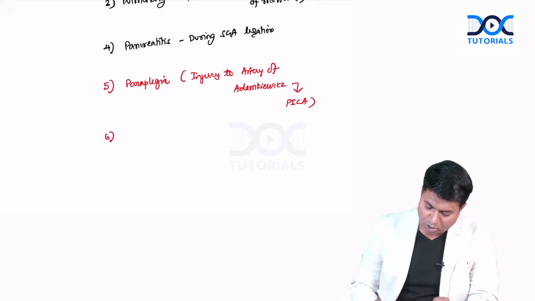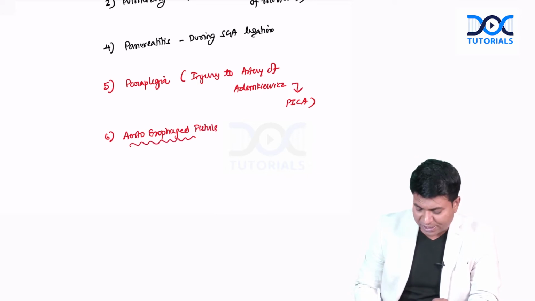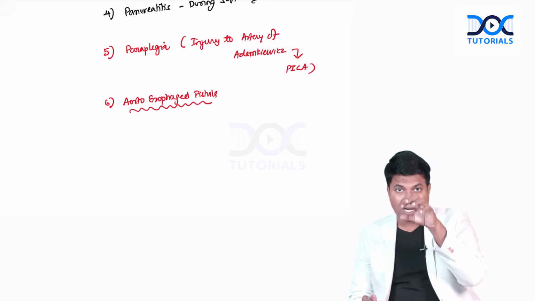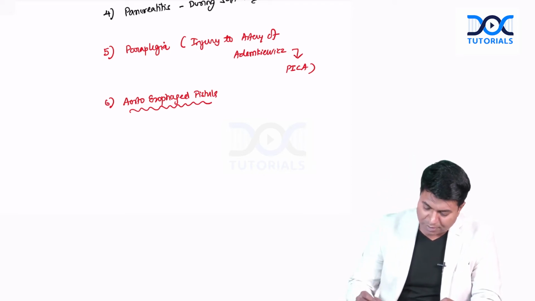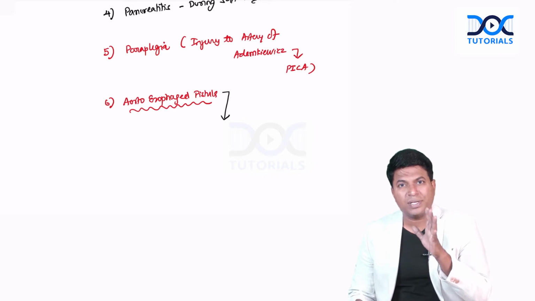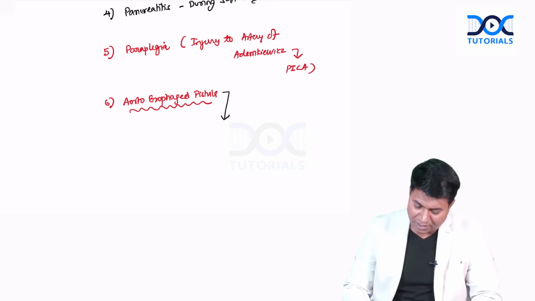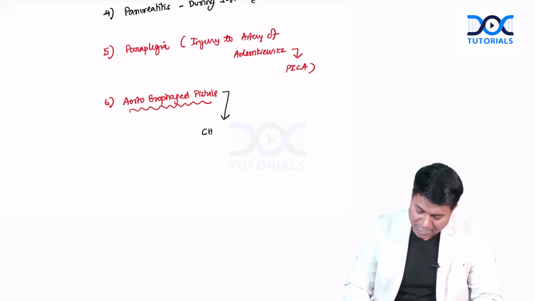Another interesting complication is aortoesophageal fistula. Actually, this is more common with aortic aneurysm repair than with esophageal surgery. But please don't forget aortoesophageal fistula. It will present with a triad known as Chiari triad.